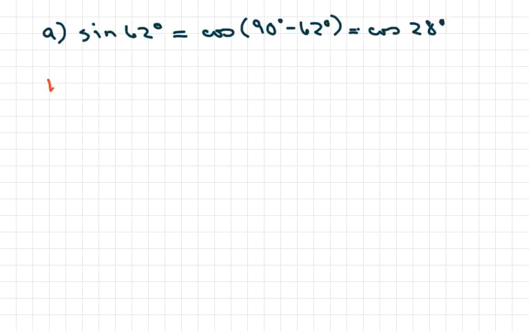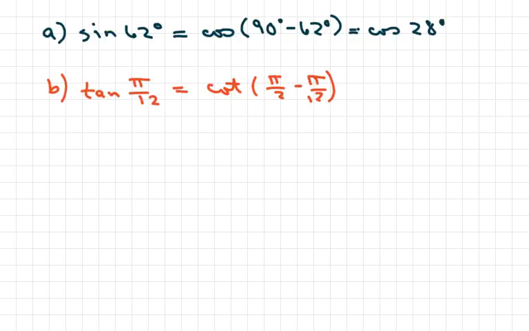Okay, and the next one, let's do something in radians. We have tan of pi over 12, and we know that our cofunction is cotan. So we're going to take 90, which is pi over 2, minus pi over 12. We get the common denominator. So that's going to end up being cotan of 5 pi over 12.